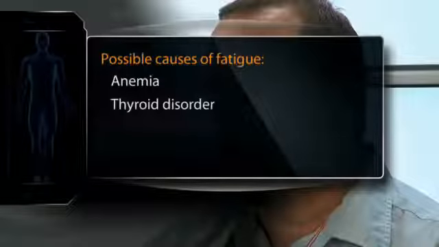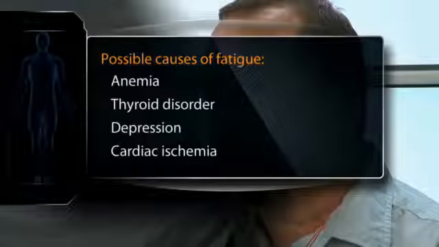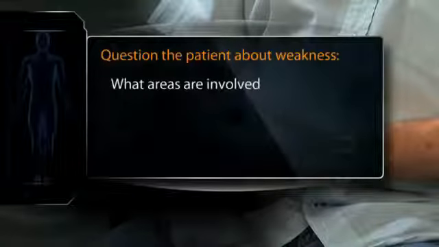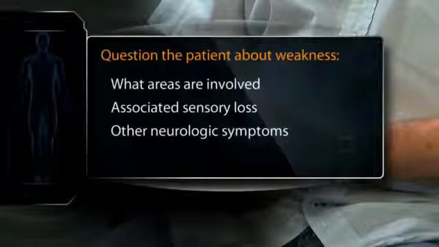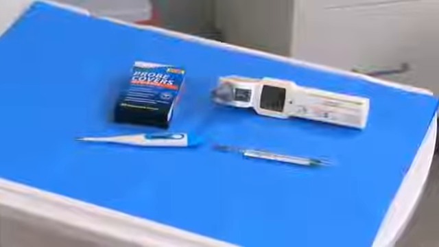Fatigue is a relatively nonspecific symptom with many causes. Because fatigue is a normal response to hard work, sustained stress, or grief, try to elicit its associated life circumstances. Fatigue unrelated to such situations requires further investigation into causes such as anemia, thyroid disorder, depression, cardiac ischemia, and several others. Weakness is different from fatigue. Weakness denotes a demonstrable loss of muscle power and bears careful investigation. Question the patient as to what areas of the body are involved and any associated sensory loss or other neurologic symptoms. Fever refers to an abnormal elevation in body temperature.